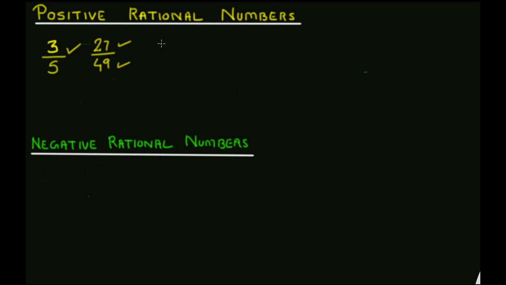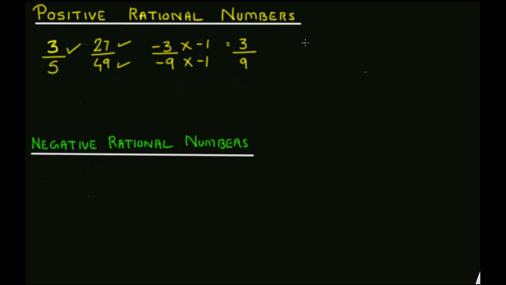Now what if both the numerator and the denominator of a rational number are negative? For example, you have negative 3 by negative 9. This is also called a positive rational number as the two negatives cancel out by multiplying each the numerator and the denominator with negative 1. What do we get? We get 3 by 9. That is, negative 3 into negative 1, you get positive 3. Negative 9 into negative 1, you get positive 9.